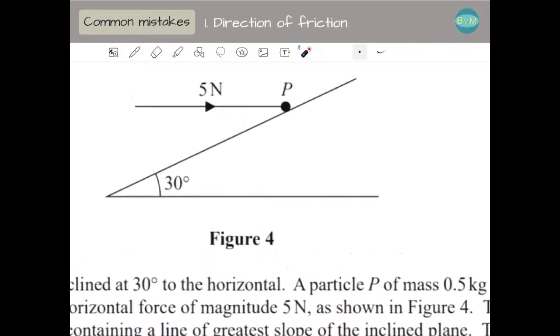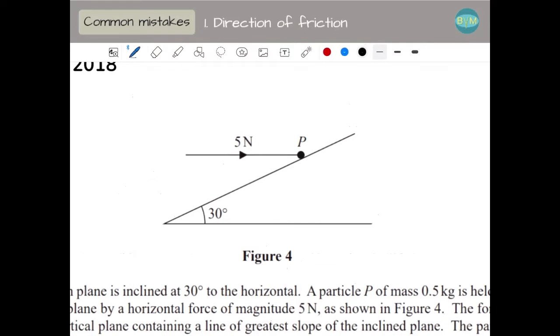So first of all, I'm going to draw all the forces that we have here. So we have the weight of the particle pointing always down, and this is going to be 0.5 g because the mass is 0.5. Then I have a normal reaction, always perpendicular to the plane, so this way, perpendicular, I'm going to call it R. Then we have our 5 newtons, it's already drawn, and then we have friction.